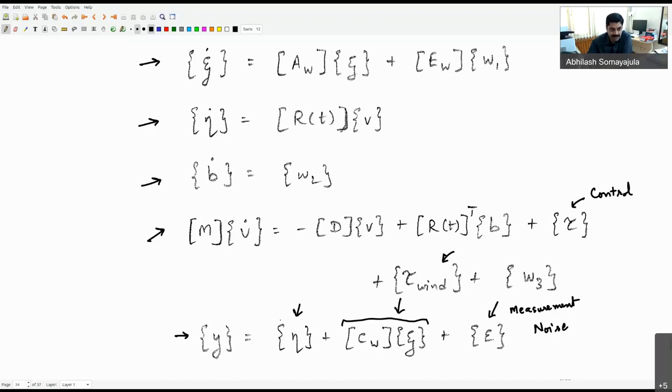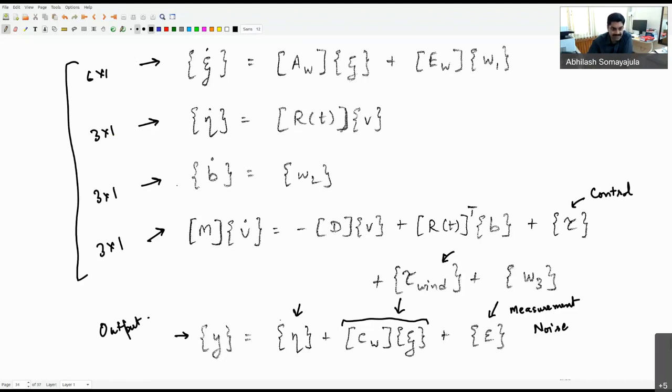Okay, and I'll show you how this is 15. This one is 6 cross 1, right? This one is 3 cross 1. This one is 3 cross 1. This one is 3 cross 1. And this one is again 3 cross 1. Oh, this is the output. This is part of the output. So your state will basically comprise up till here. That will give you 15 cross 1.